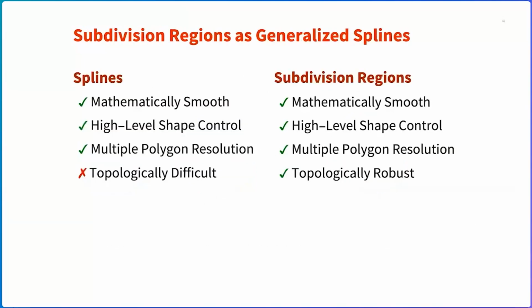So, with this new insight, we can compare the two modeling methods. Here we see that subdivision regions provide us with most of the benefits of spline regions, such as being mathematically smooth, having high-level shape control, and being easily convertible to polygon meshes with different resolutions. But in addition, they're also much more robust to different topology. Because of this, subdivision surfaces are often viewed as generalized splines.